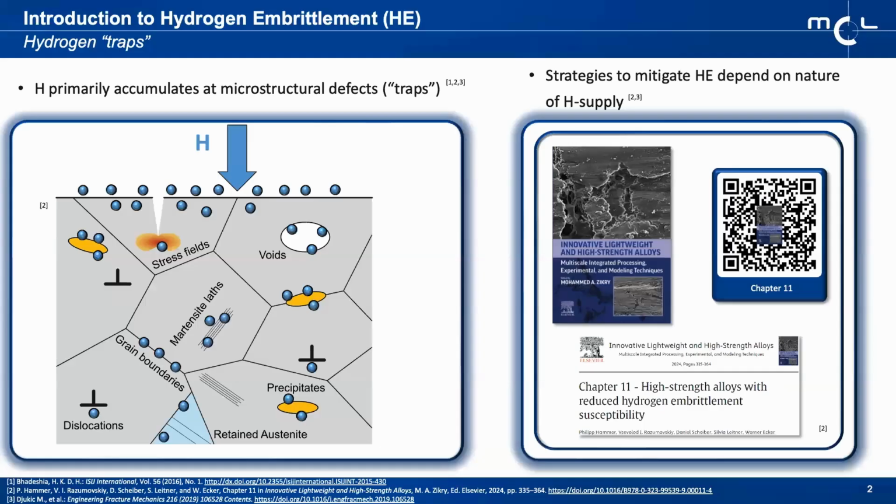Starting so early in the morning, I want to start a little bit easy. We know that hydrogen in steels primarily accumulates at defects. It doesn't like to sit in the interstitial lattice positions. How much hydrogen goes in and how it interacts with those defects determines which hydrogen embrittlement mechanism we get and how we should counteract that.